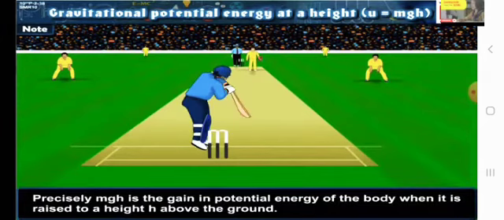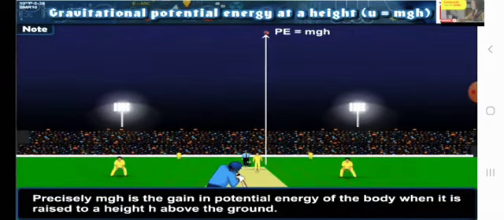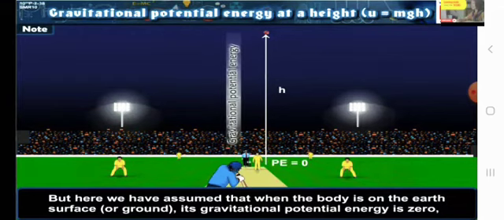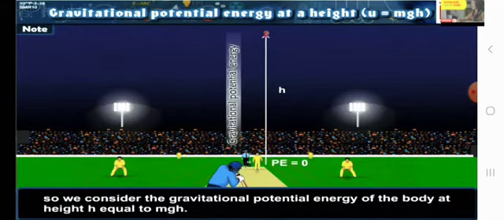Note, precisely mgh is the gain in potential energy of the body when it is raised to a height h above the ground. But here we have assumed that when the body is on the Earth's surface or ground, its gravitational potential energy is zero, so we consider the gravitational potential energy of the body at height h equal to mgh.